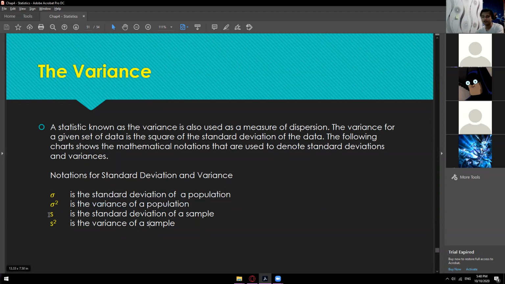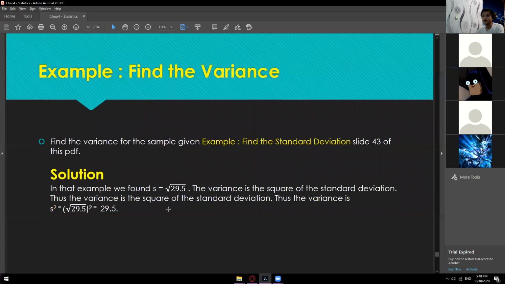Okay? And then for sample, ito naman. And then square nyo lang yung sample, then you will get the variance already. So ito yung pinakamadali. Okay? Pag nakuha nyo na yung standard deviation, i-square nyo lang yun, and then yun na yung variance. Okay? So meron tayong example dito. Find the variance of, or for the sample given example, find the standard deviation, which can be found on slide 43. Okay, so hanapin muna natin yung standard deviation nito.